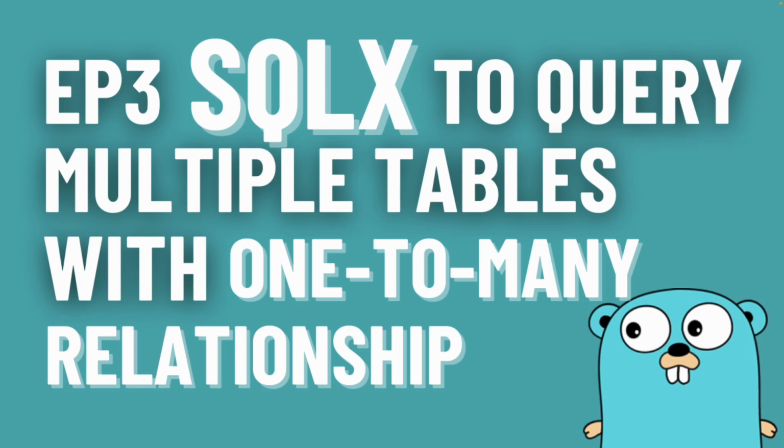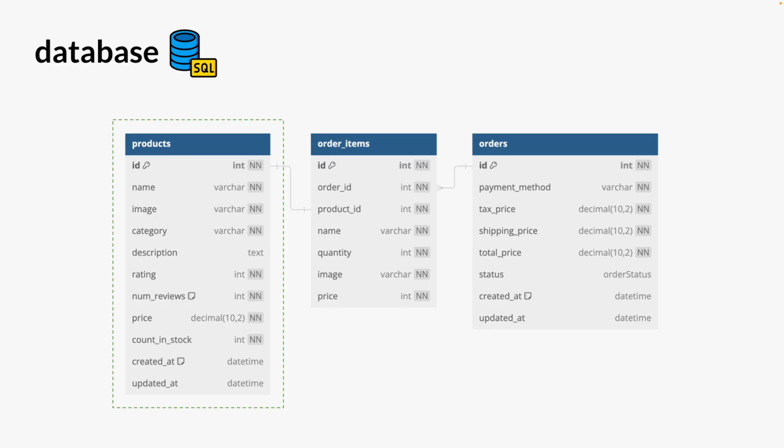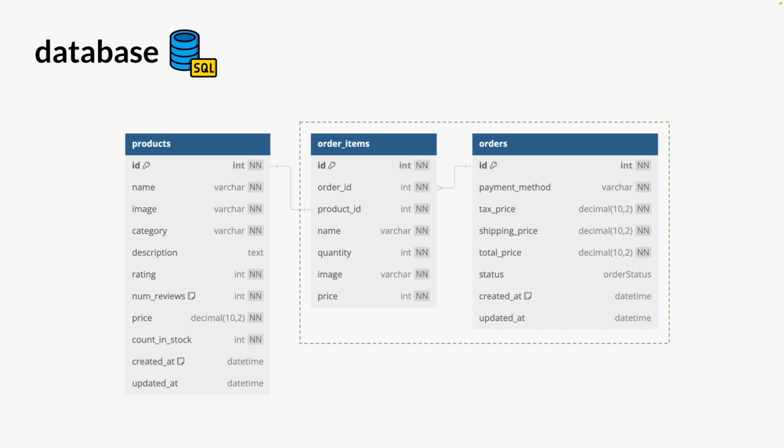In a relational database, we can have one-to-one, one-to-many, or many-to-many relationships between tables. We looked at a single products table in our last episode, but now we want to look at the orders and the order items table that has a one-to-many relationship between them, meaning that the order items table has an order ID foreign key that references the ID of the order. And this will help us identify which order the item is part of.